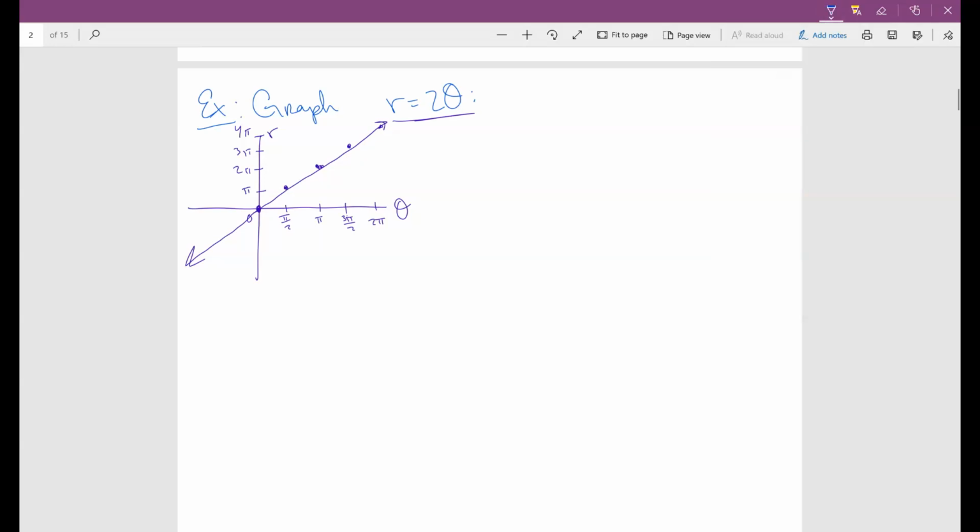Now let me graph it in polar form. So now I'm going to look at each of these angles: theta equals 0, theta equals pi over 2, theta equals pi, theta equals 3 pi over 2, and then theta equals 2 pi. All right, so let's see what happens. We start off with the first angle. At angle theta equals 0, I have a radius of 0. So basically, I'm at the pole right there.